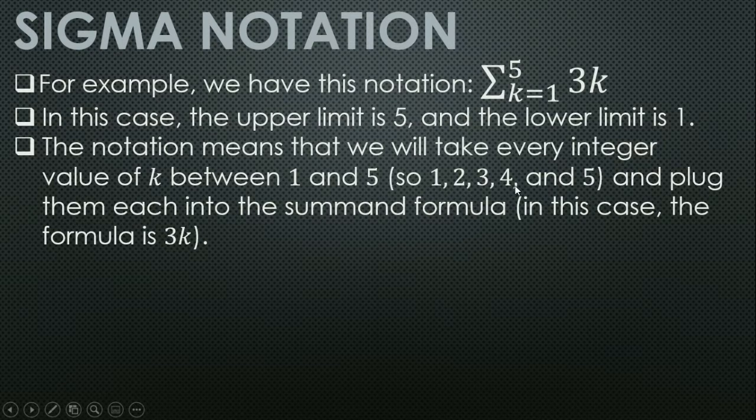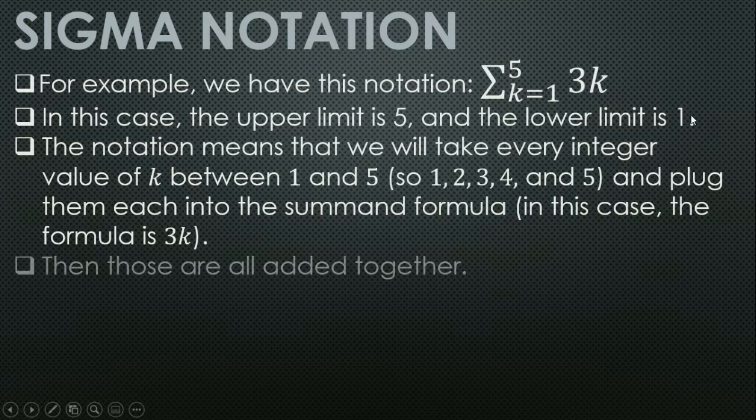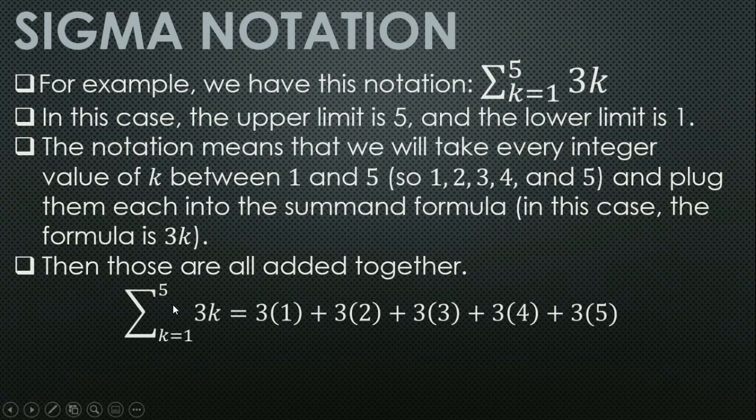So, 1, 2, 3, 4, and 5. And plug them each into the summand formula. In this case, the formula is 3k. So, this is the summand. Then, those are all added together. So, it will be like this. The summation of 3k from 1 to 5 is equal to yung first value, which is 1, 3 times 1. We simply substitute that sa variable k.